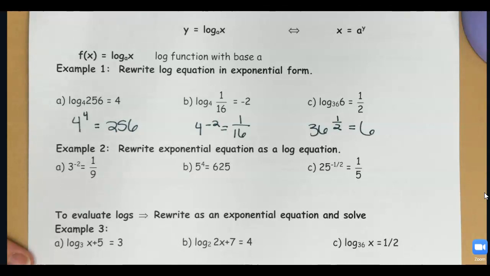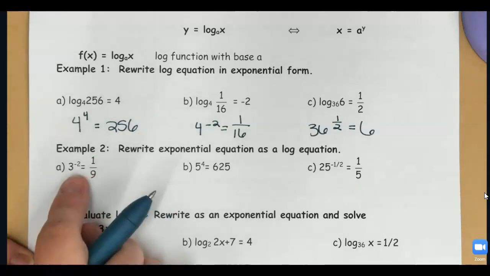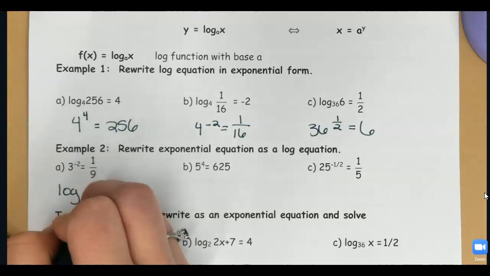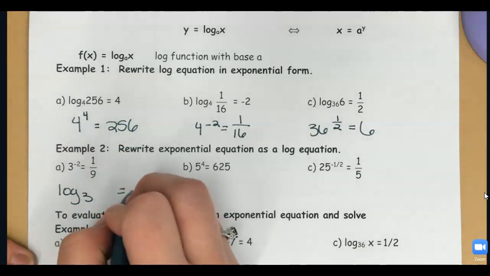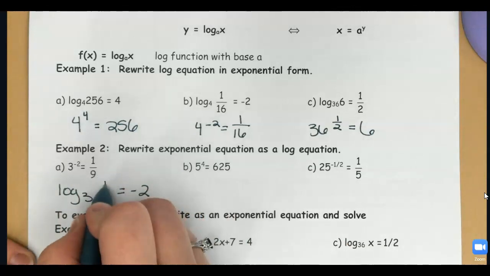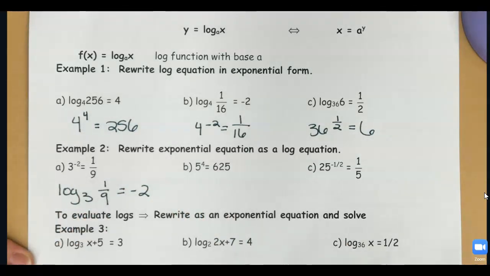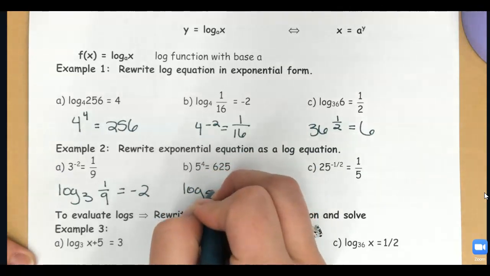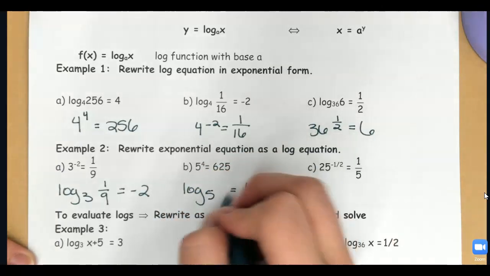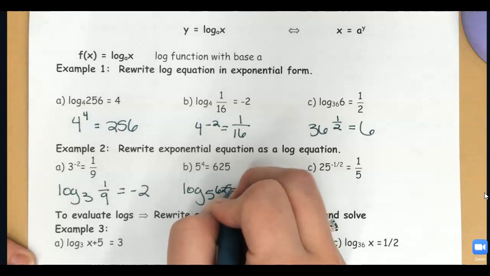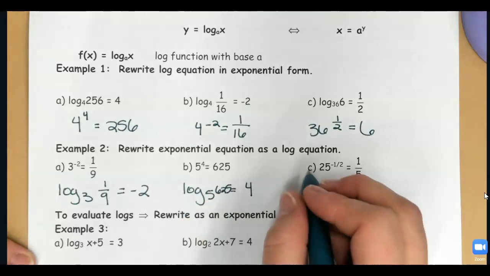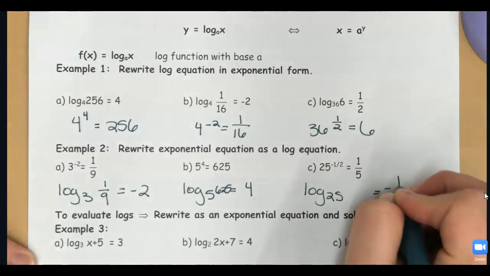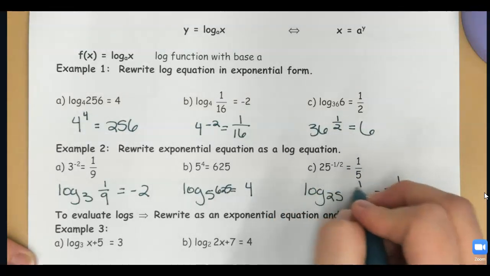Now we're going to do it the other way around. We're going to go from exponential to log form. So the base here is 3, so I'm going to have log base 3. My exponent's negative 2, so that goes over here by itself, and I'm evaluating 1/9. On B, my base is 5. My exponent is 4, and I'm evaluating it at 625. Last one, my log base is 25, my exponent is negative 1/2, and I'm evaluating that at 1/5.